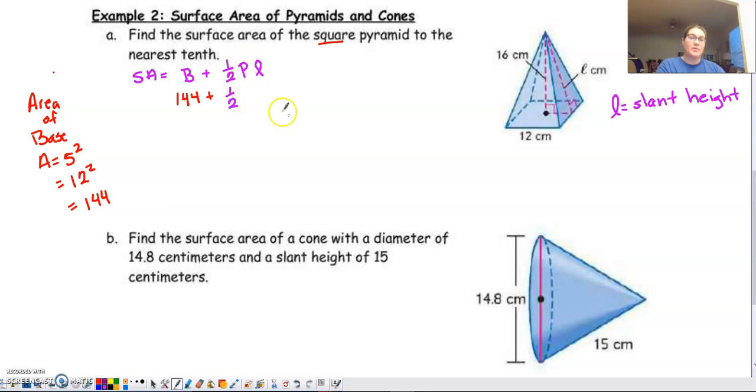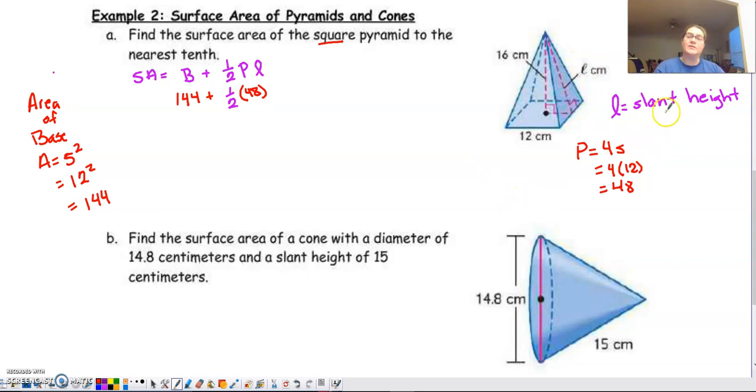Then I need the perimeter. So my perimeter of my base, right, it's a square once again. So my perimeter is going to be equal to 4 times the side length, which in this case is 4 times 12. So that's 48. So I'm going to go ahead and plug in 48 here for perimeter. Then I need my slant height.